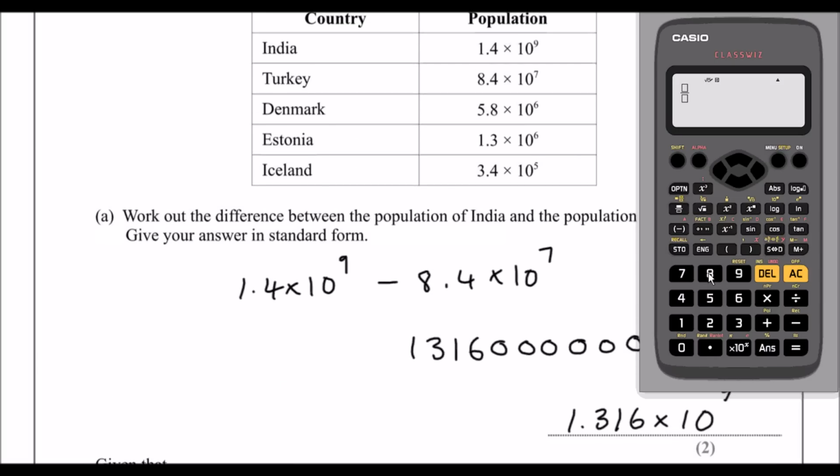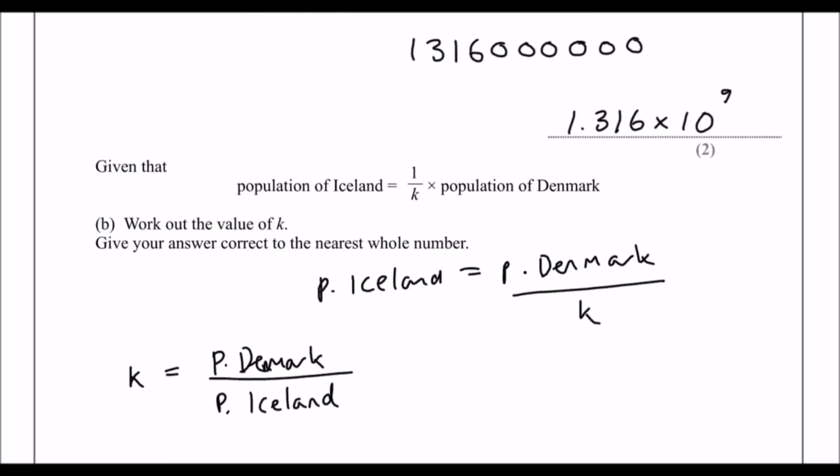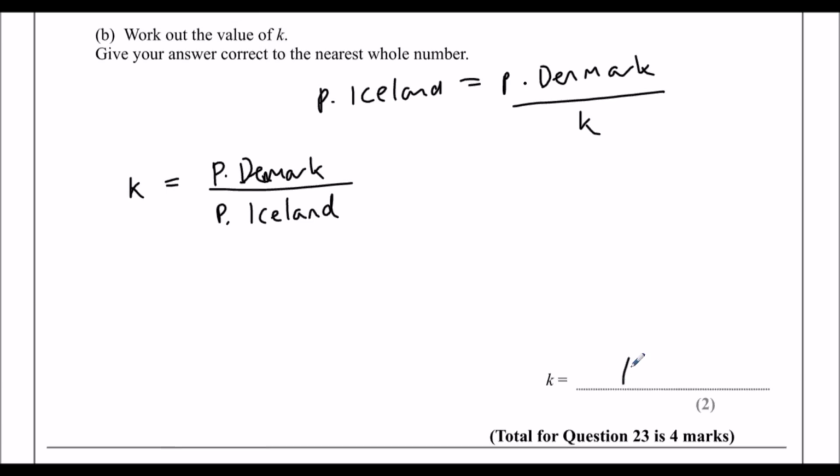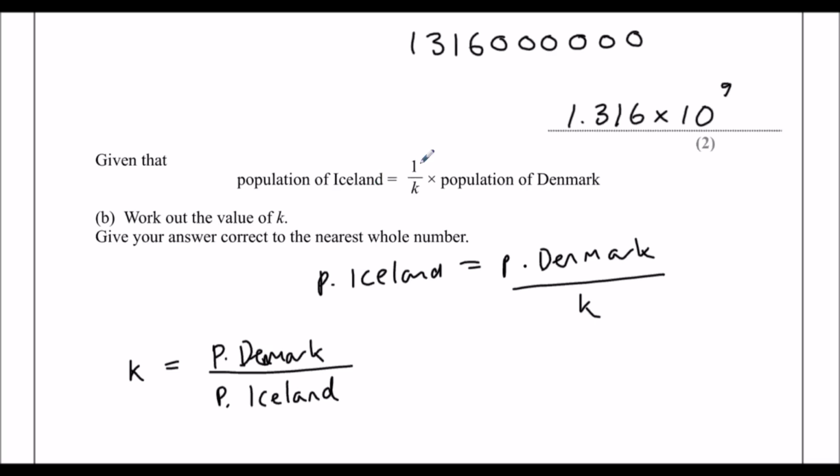So the population of Denmark, 5.8, standard form button 6, 5.8 times 10 to the power of 6, divided by Iceland, 3.4 times 10 to the power of 5, press equals, and we get 17 to the nearest whole number. So k is 17. So the population of Iceland is 1/17 times the population of Denmark.